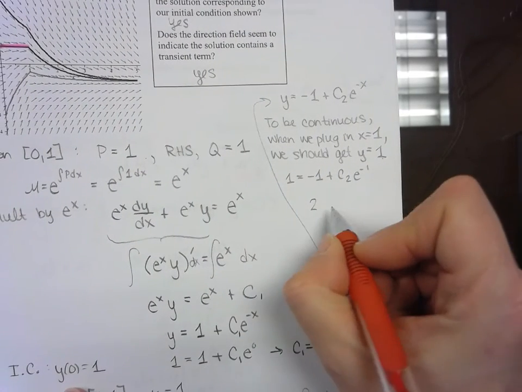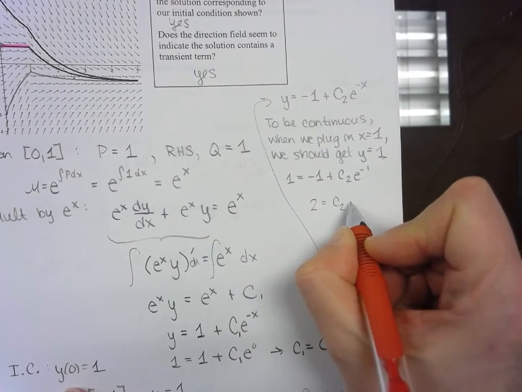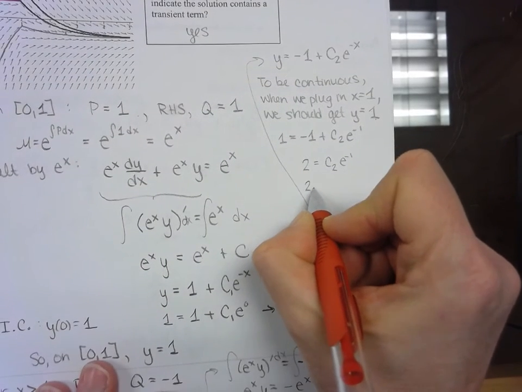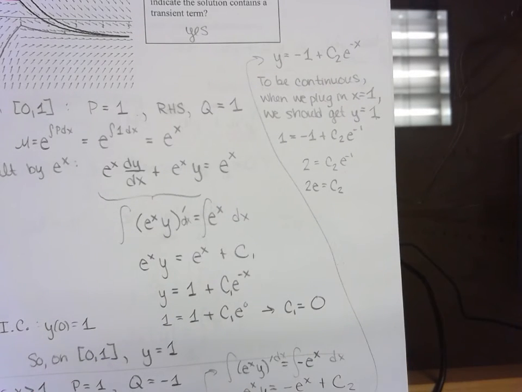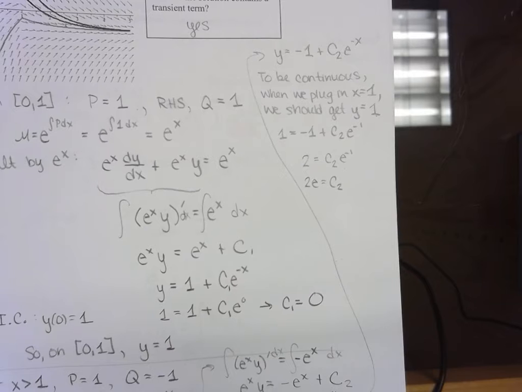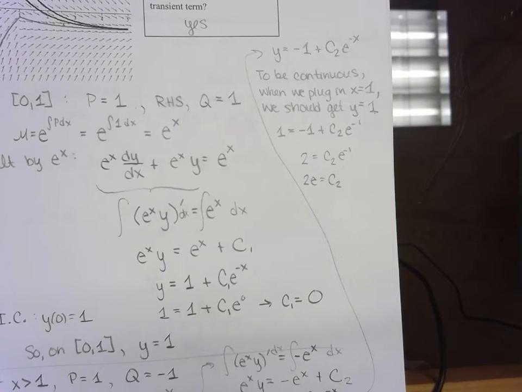So 2 equals C2 e to the -1, which is the same as 1 over e. So to solve for C2, we'd multiply both sides by e. So we get 2e equals C2. I'm going to write the entire solution up in the top margin as soon as people get caught up. Well, this already, e to the -1 is 1 over e, right? And so then to get the C2 by itself, I'd multiply both sides by e. Does that make sense? Yeah. Okay.